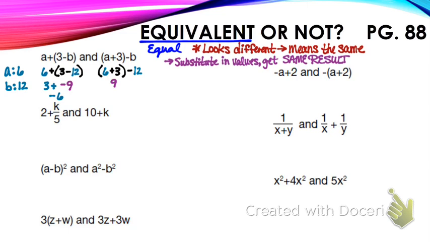6 plus 3 minus 12. 3 minus 12 is negative 9. 3 plus negative 9 is 6.